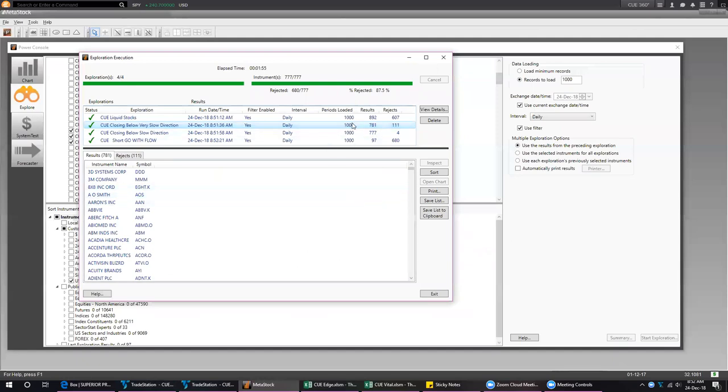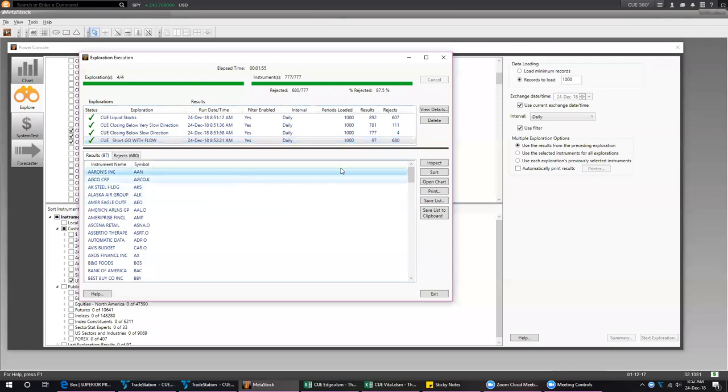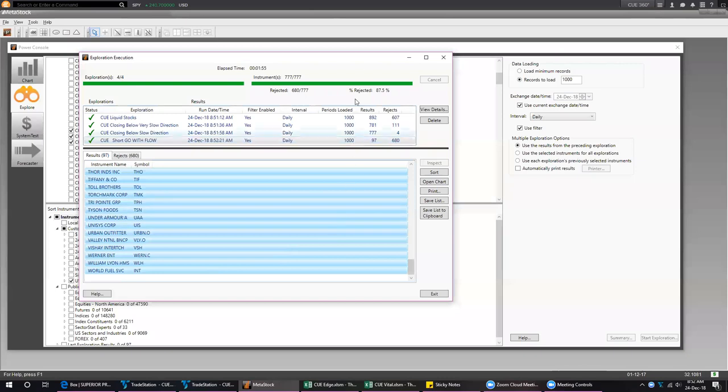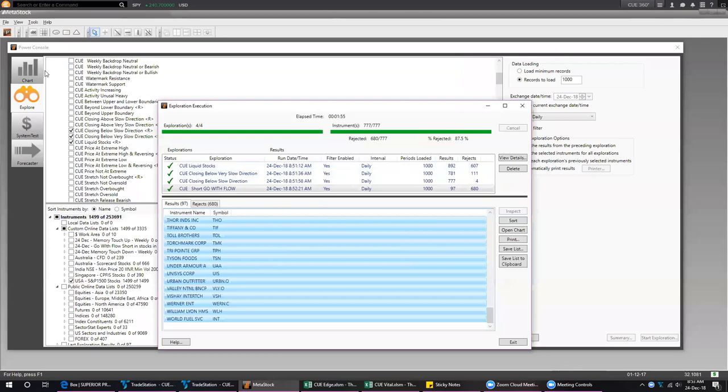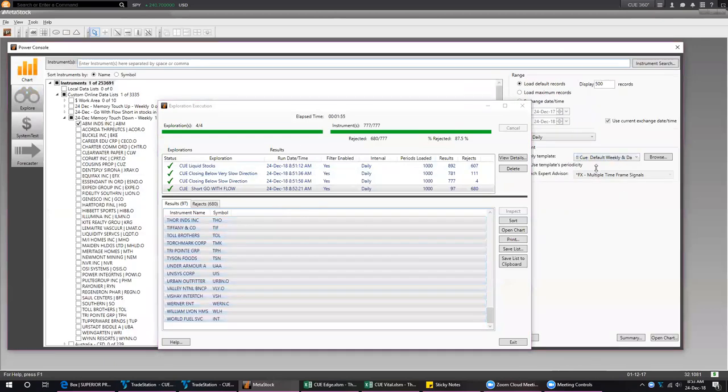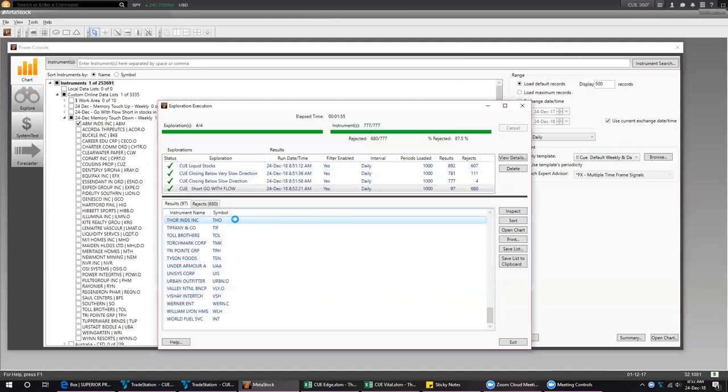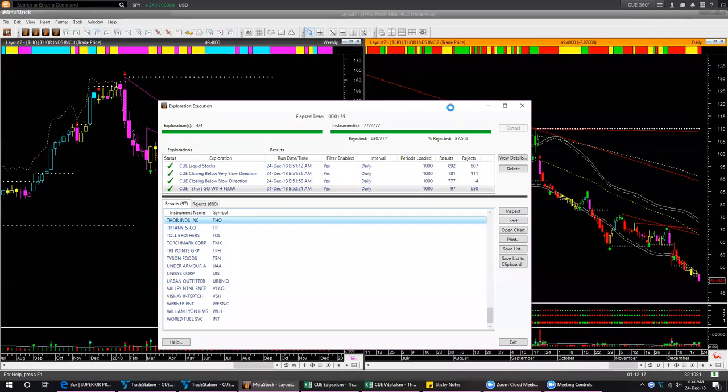The scan is complete. We started with 1500 stocks and we can see we ended up with 97 stocks. That is also quite a lot. What we could do is look at them using technical charts, or like we did earlier, we could look for fundamentally weak stocks. If you want to look at the technical charts, I can simply go to chart, make sure our weekly daily standard template is selected. Just double click on any stock.